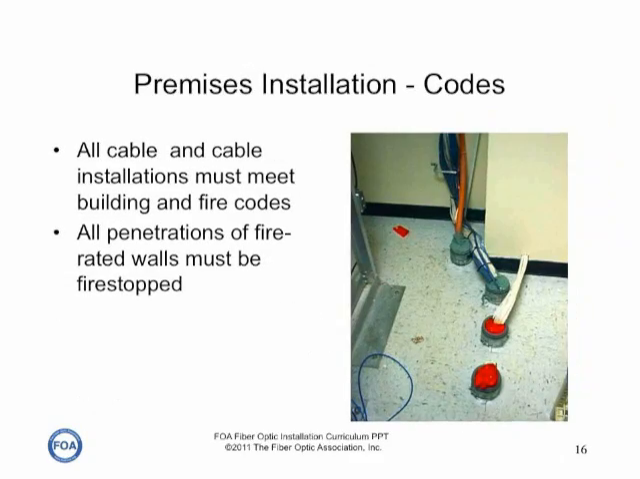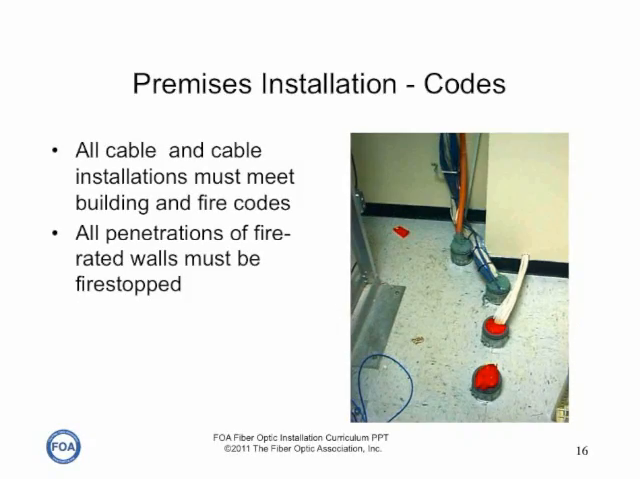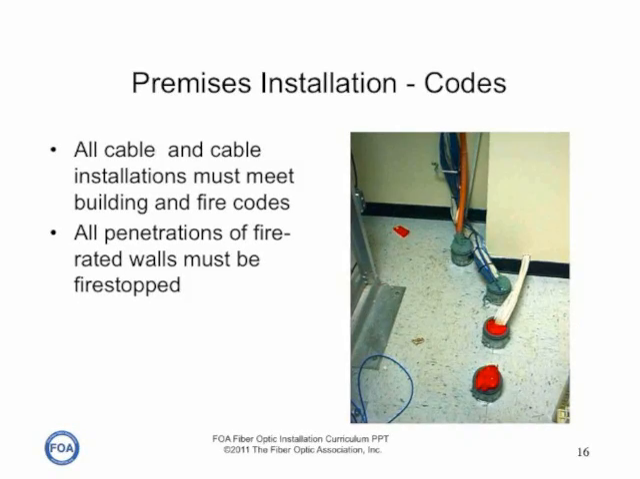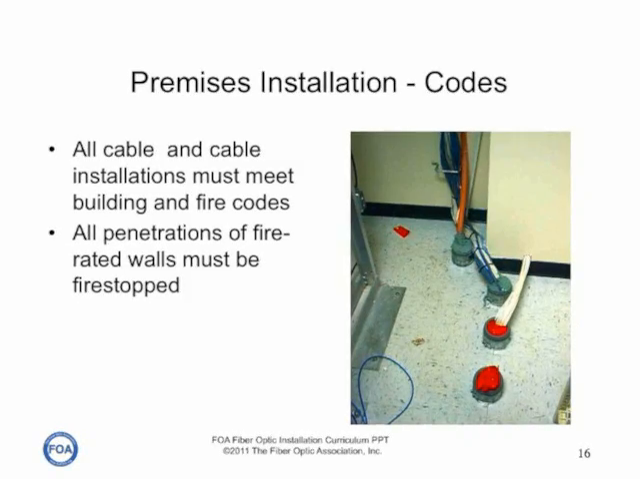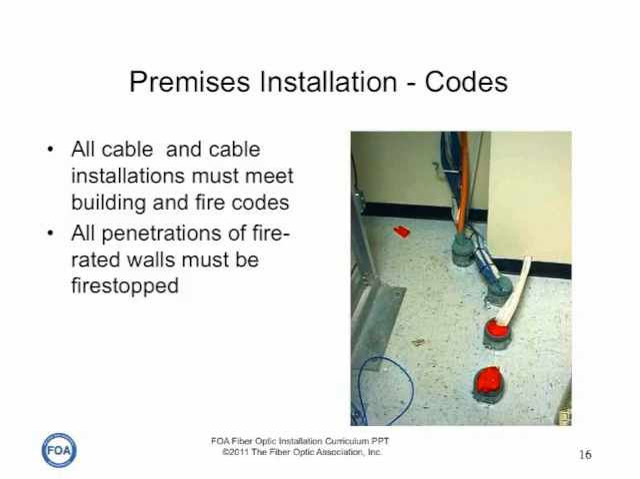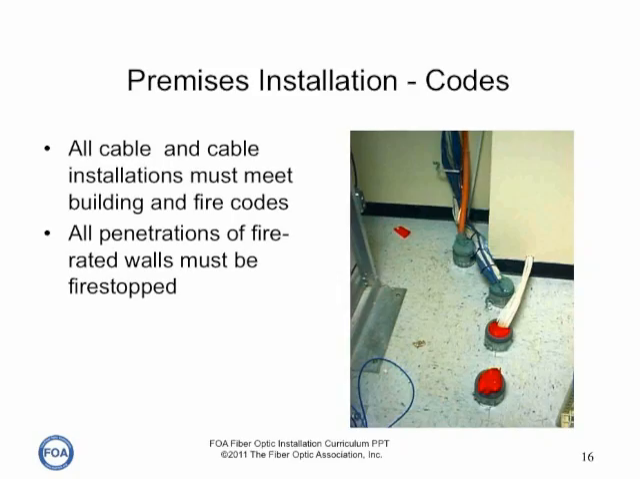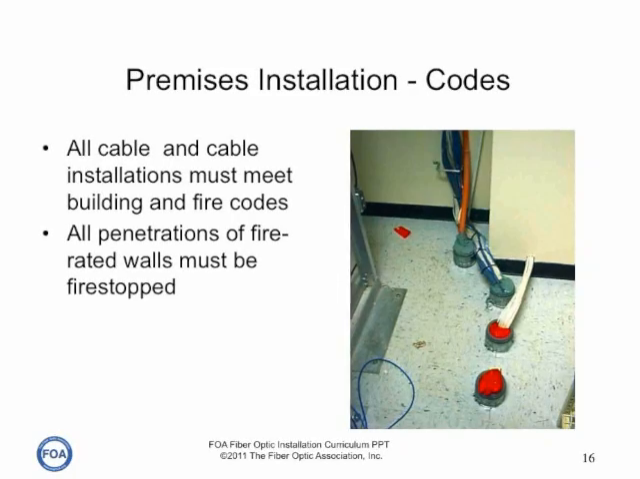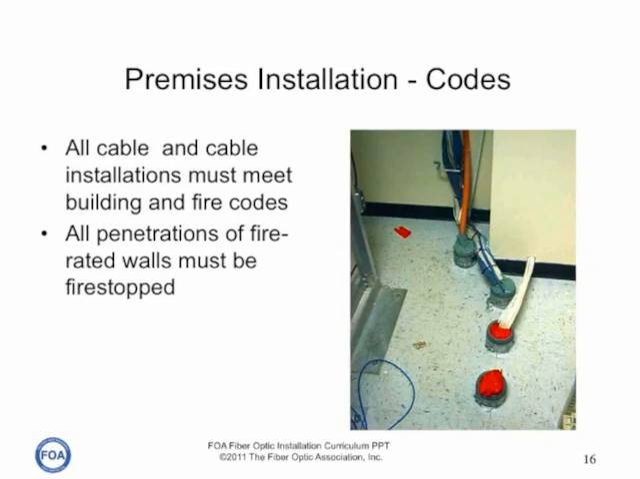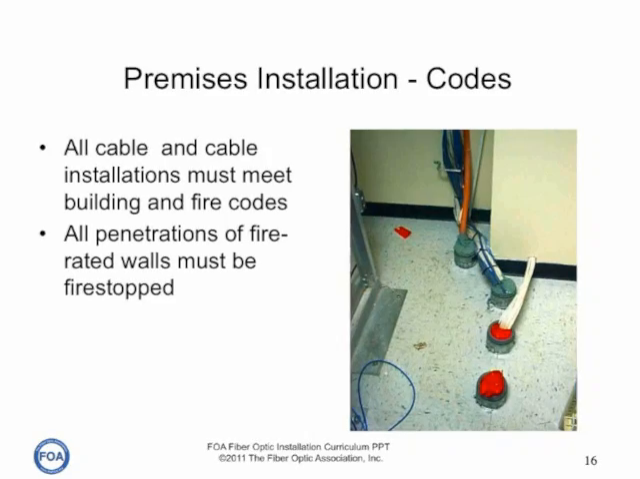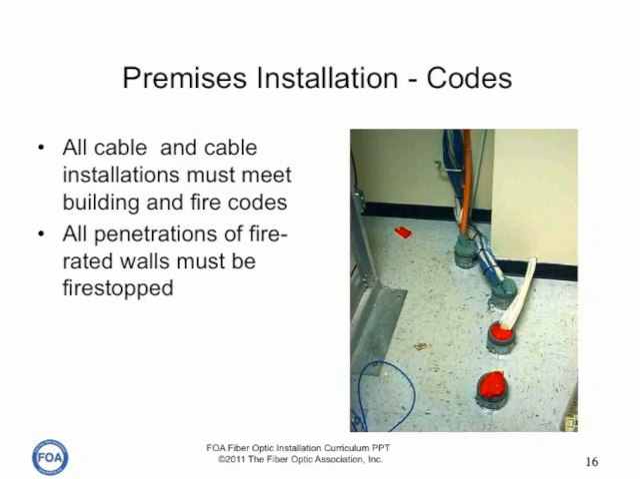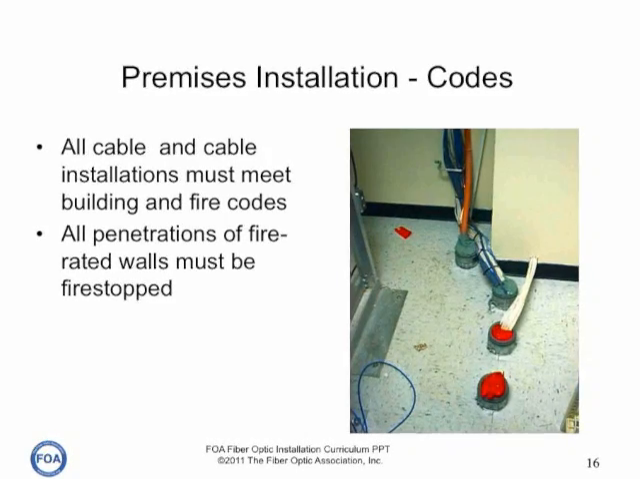There are other requirements of local fire codes that must always be remembered. If you penetrate a firewall or a floor, they must be fire stopped. So all the cables, as you can see here, are either permanently foam sealed or temporarily bag sealed, where they go through the penetrations in the floor.